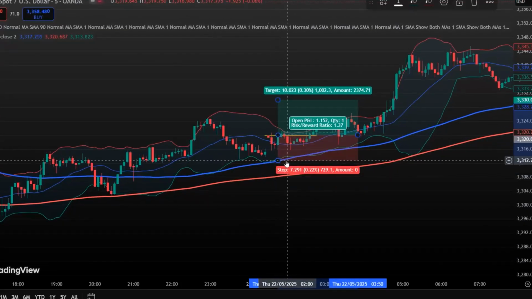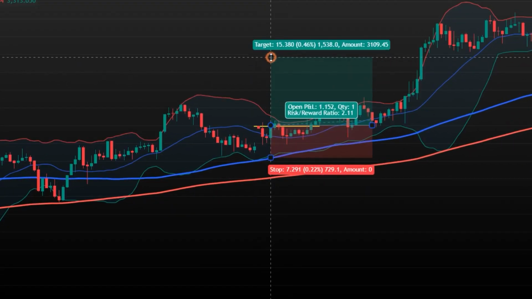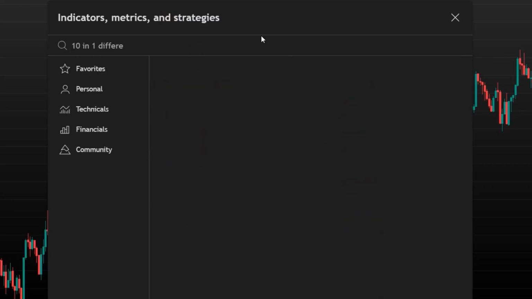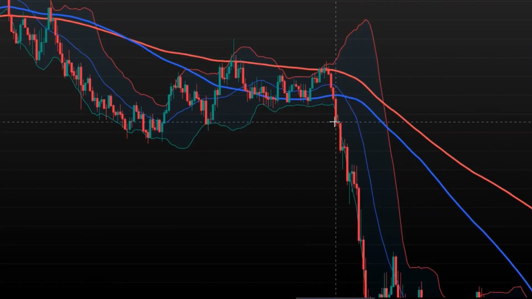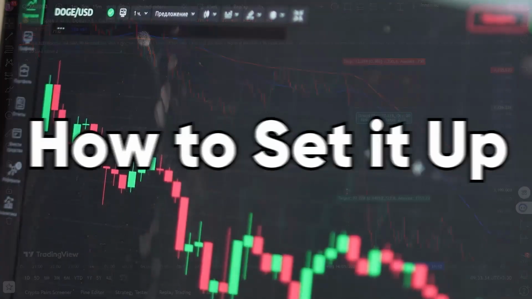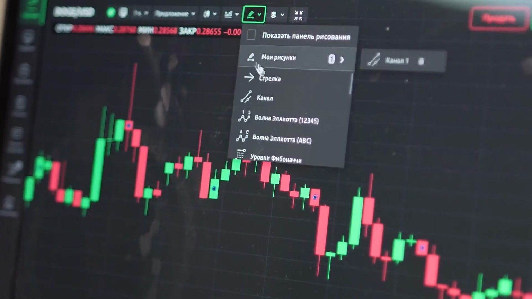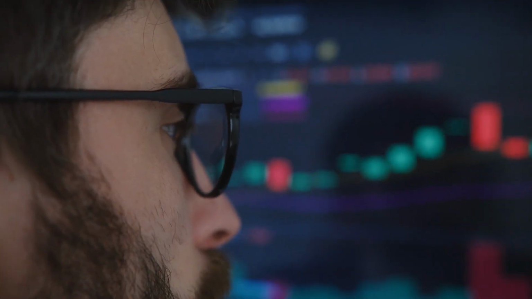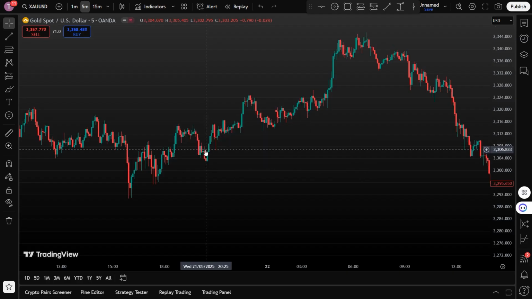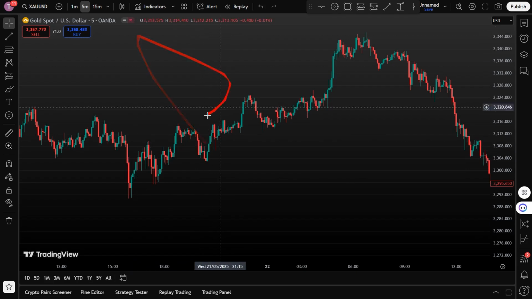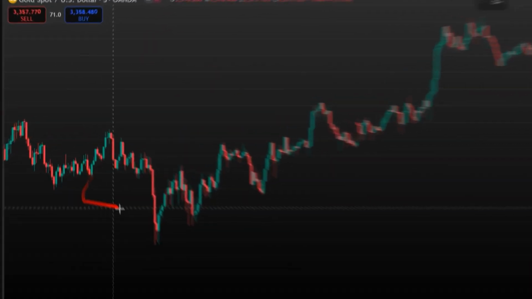Today, I'm going to walk you through a super simple trading strategy using just 2 free indicators. We're going to break it down step by step, show you how to set it up, how it works, and even give you real trade examples with proof it actually works. Alright, the first indicator we're going to use helps us spot the major trend in the market.